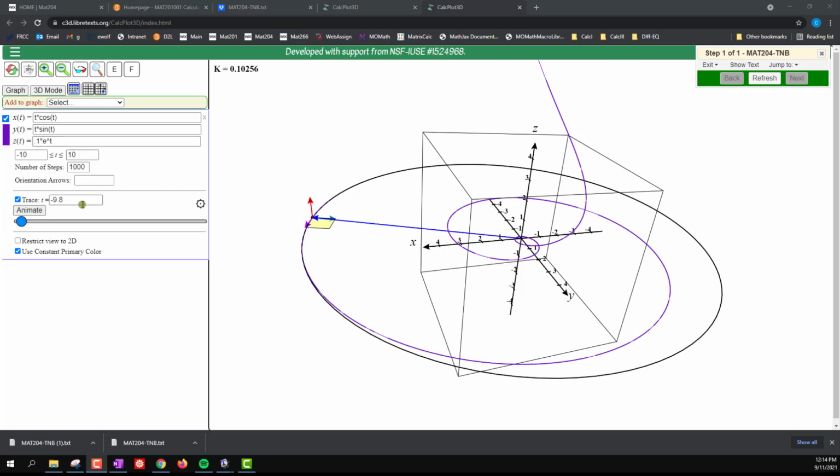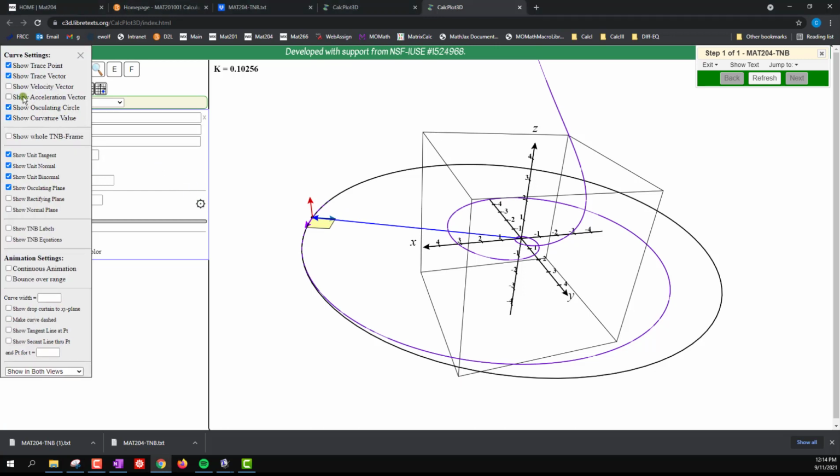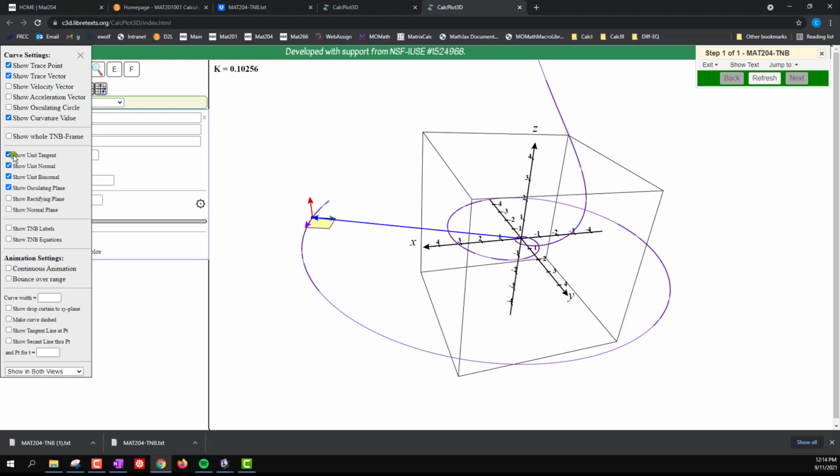So now that you've done that, I'd like to go through and start taking away some of these components. So let's get down to the point where we just see the original vector valued function and the curve that's sketched by it. I'm going to click on Settings here, turn off the oscillating circle, and turn off all of these vectors here. So I'll turn off the oscillating plane that's formed by the unit tangent and unit normal vectors, and I'll also turn off the unit binormal vector.